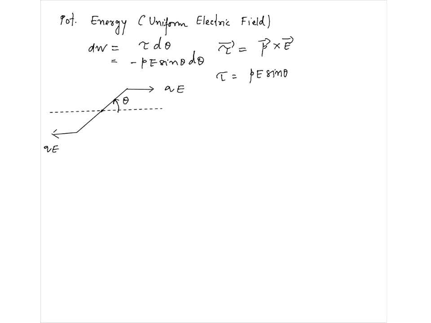Just like we say work done equals vector F dot dr, in the case of rotation we have to see the sense. Is torque supporting theta? Is torque opposing theta? Accordingly, plus and minus signs would come. This is WC, conservative.